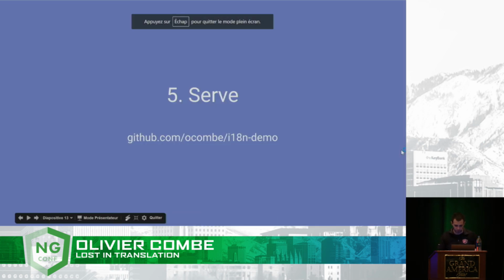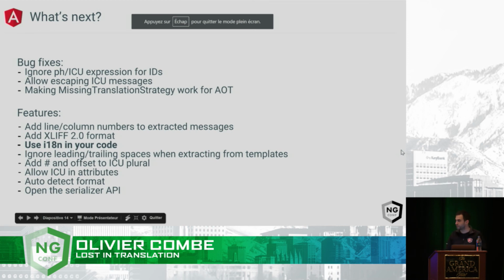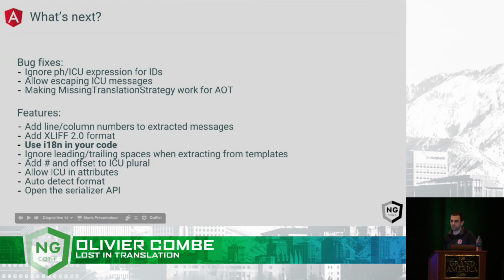So let's go back to the slides. What's next for IATN? We have a lot of things to do. Some bug fixes, such as ignoring ICU expression for IDs. Right now, there is a bug. If you change the name of your placeholders, your variable, for example, I had items, if I change it to elements, the generated ID will be different. So this is a bug that will be fixed soon.